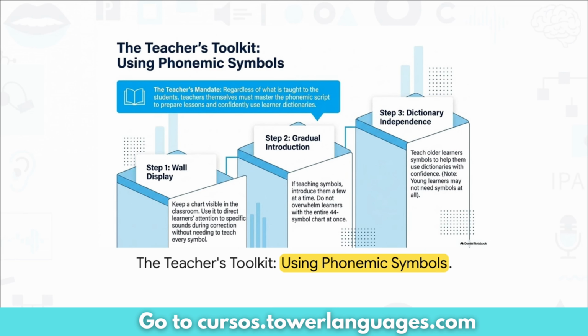Step 2 is gradual introduction. If you do decide to teach the symbols, take it slow, just a few at a time. Whatever you do, do not overwhelm your learners by dropping all 44 symbols on their desks on the very first day. Teach the ones that are causing them the most trouble first.